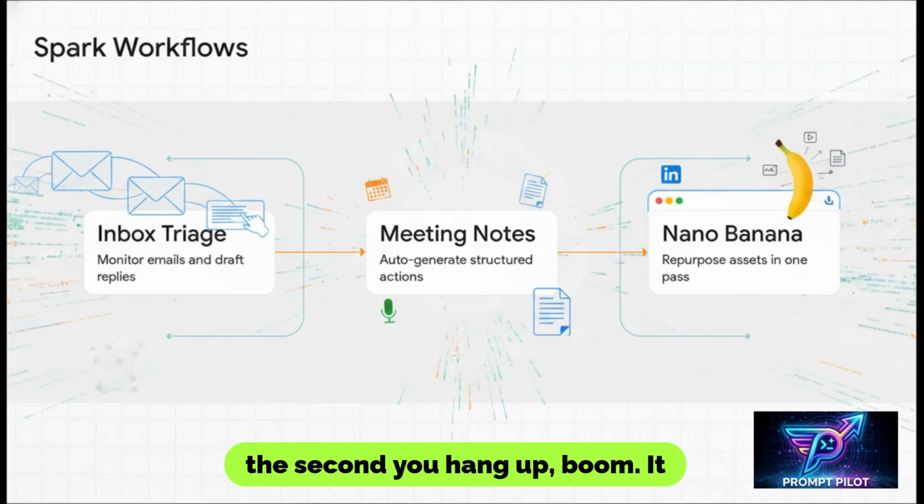It joins your meetings, and the second you hang up, boom, it generates structured action items in docs and drafts a follow-up email. And for marketing? It uses the Nano Banana feature right there in your Chrome browser to instantly transform a single blog post into a LinkedIn caption, a short script, and a summary slide, all in one incredibly fast pass.